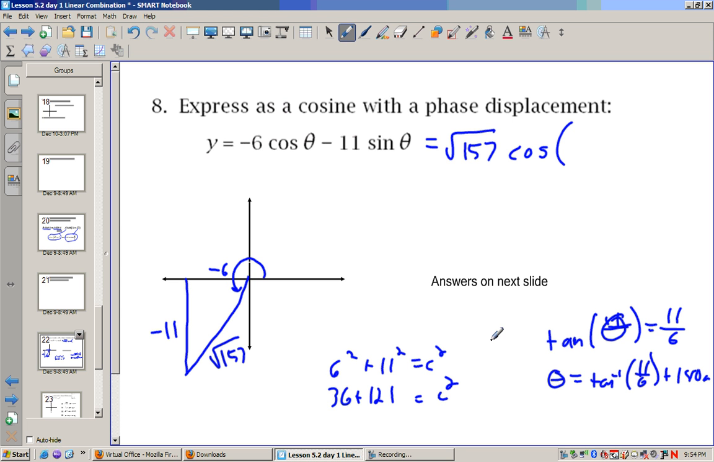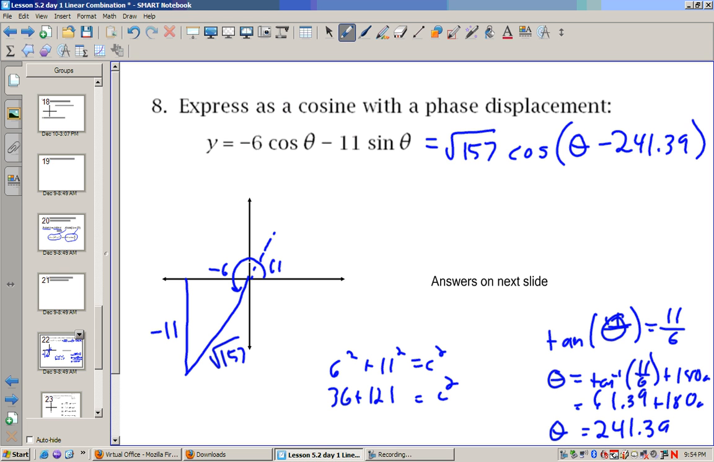So first thing I want to do is find the inverse tangent of 11 over 6. And my answer is 61. 61 is up in this quadrant, so I have to add 180 to it. It's actually 61.39. If I add 180 to that, I get 241.39. So that's going to be my angle. So I'm going to say theta minus 241.39.